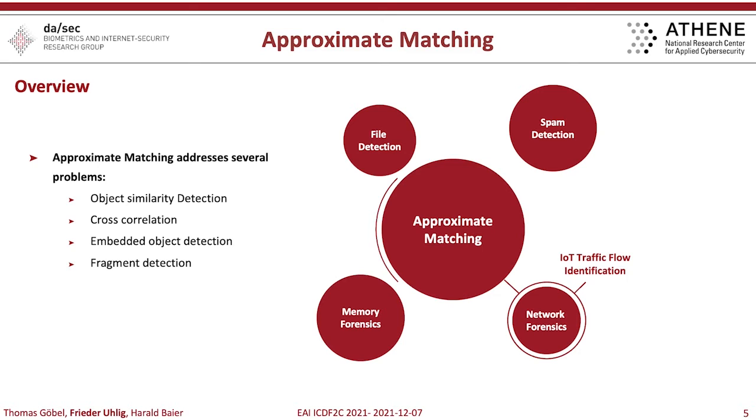They are able to detect similar objects. They are able to cross-correlate, so say how similar different files might be or how many sections they might share. They can detect embedded objects. So if you've got an HTML page with some pictures in it, they might be able to say, well, okay, there are those and those pictures in it. And they're able to detect fragments, of course. Might that be malware in a file? Might that be other stuff? And our specific area of interest was network forensics and especially IoT traffic flow identification through these algorithms.